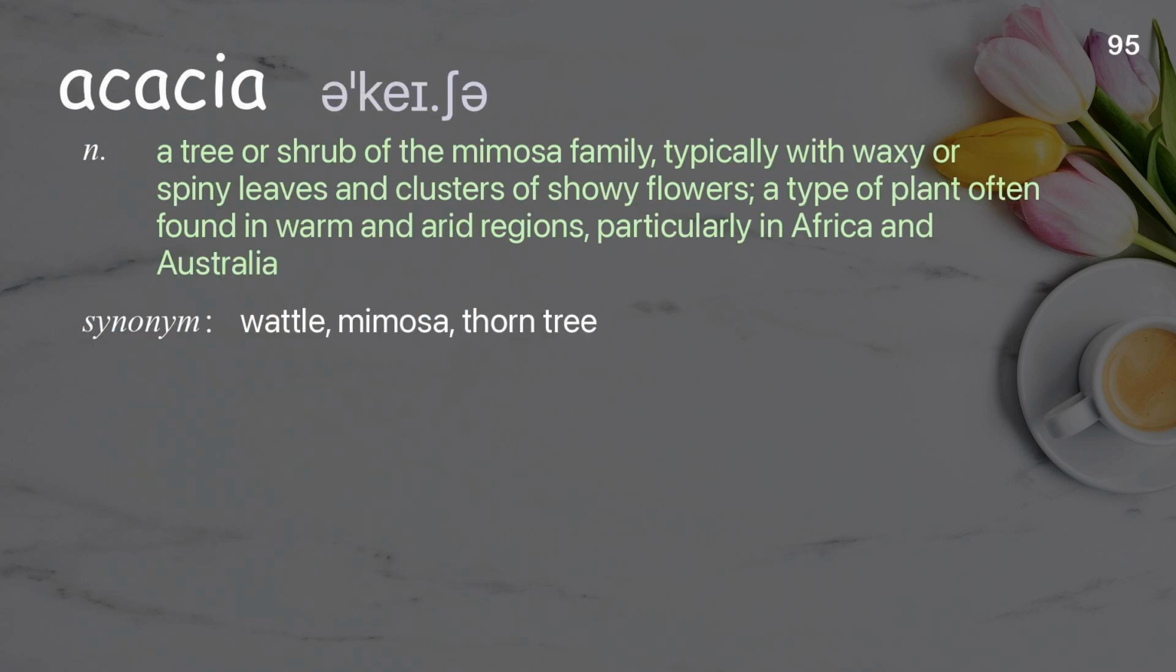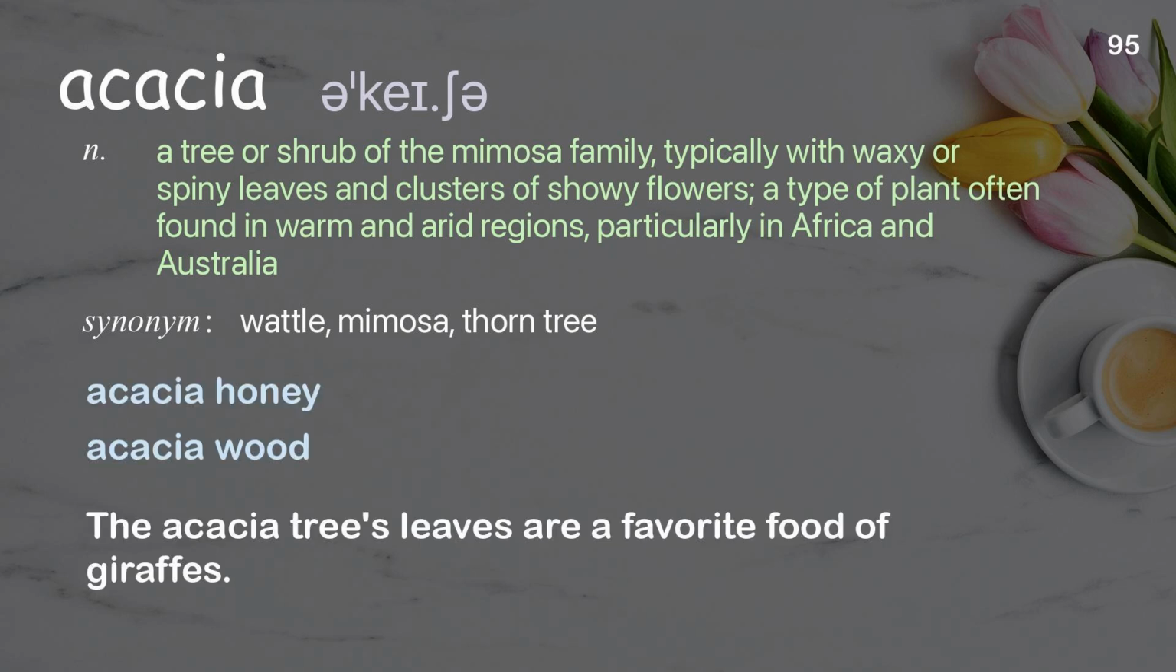Acacia. A tree or shrub of the mimosa family, typically with waxy or spiny leaves and clusters of showy flowers; a type of plant often found in warm and arid regions, particularly in Africa and Australia. Examples: Acacia honey. Acacia wood. The acacia tree's leaves are a favorite food of giraffes.